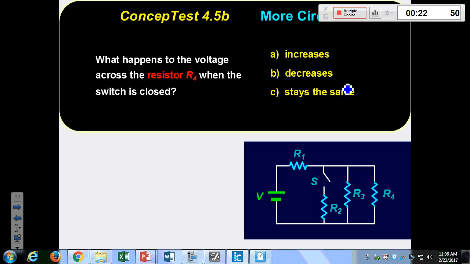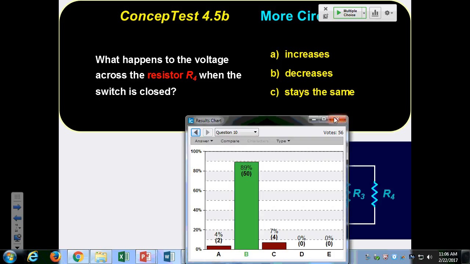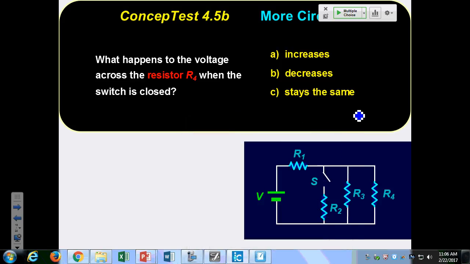All right, let's stop at 30. Okay, good. D is right. It decreases. We've already talked about it a little bit.